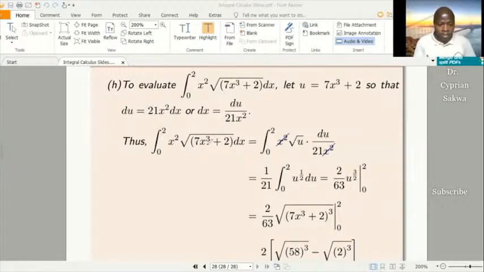Substitute. Where there is 7x cubed plus 2, its equivalent is u. So under the root we have u, and for the dx we have this. So where there is dx, write this, and x squared will cancel with this x squared. So there are constants that we take outside the integral sign, the 1 over 21. So at this point, when I take the constant outside, I have 1 over 21 times the integral from 0 to 2 of u raised to a half du. That's what I wrote here.